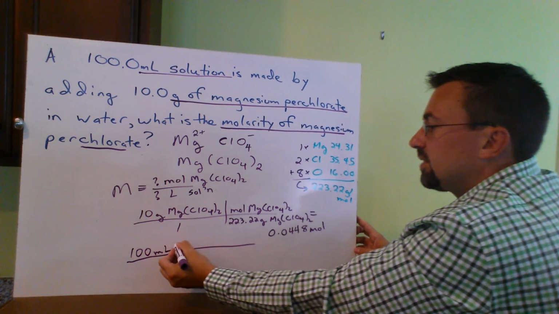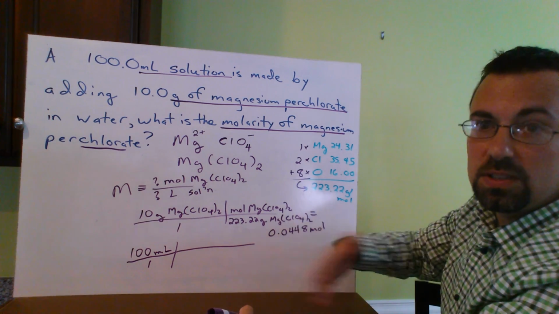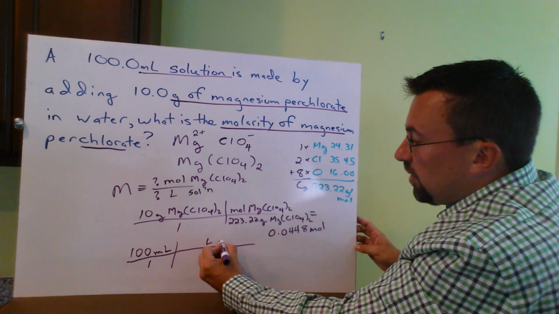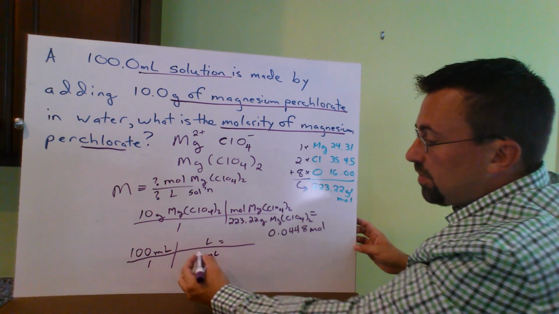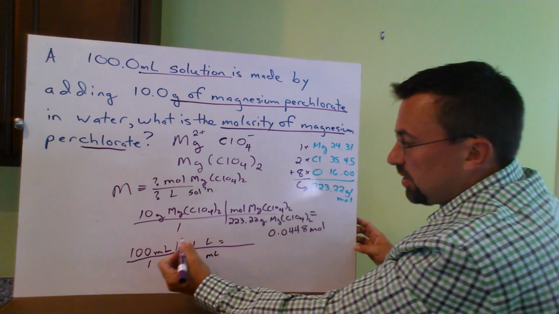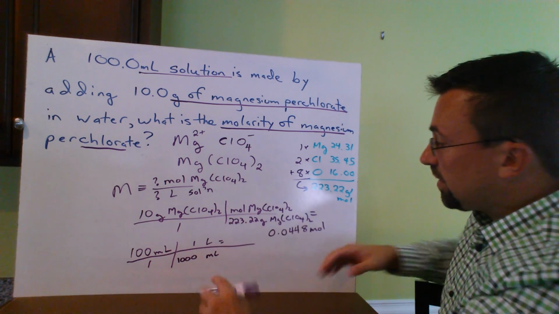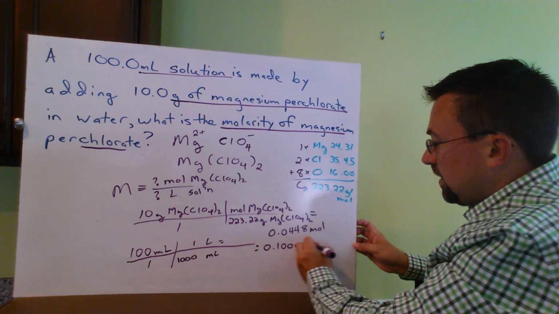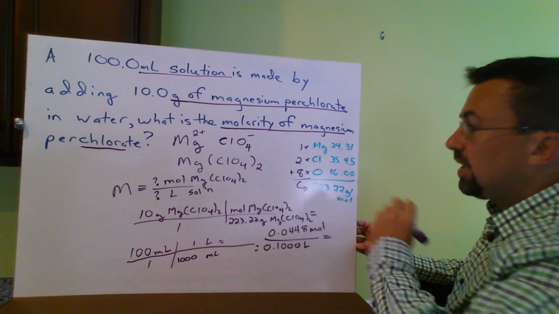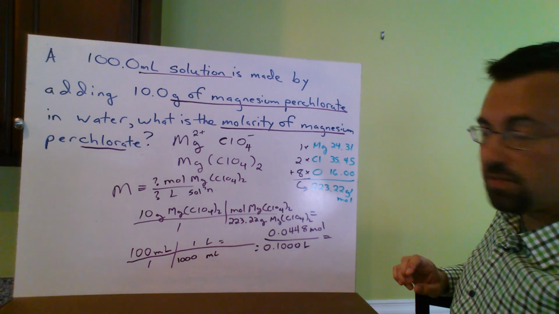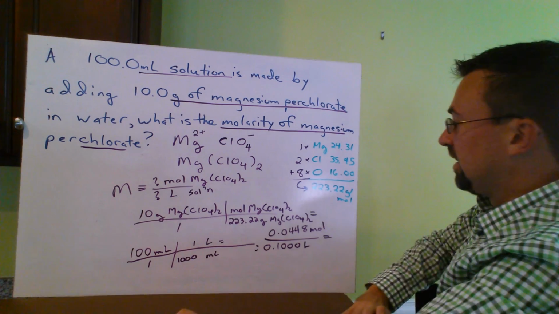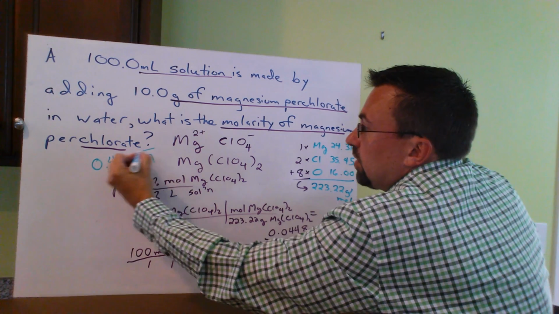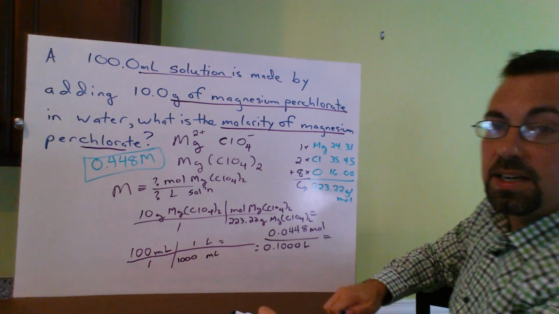Notice I'm doing the railroad tracks. These are straightforward calculations, but I'm still using the same methodology. Milliliters is on top. I'm going to cancel out with milliliters on the bottom. We want liters. So I'm going to put that on top, and it takes a whole bunch of milliliters. They're pretty small to equal 1 liter. So it's 1,000 to 1. 100 divided by 1,000. And I get 0.1000 liters. Divide those 2 numbers, and I'm left with my answer, which, if I've done this correctly, I hope, is 0.448 molar magnesium perchlorate. And that should be our answer.